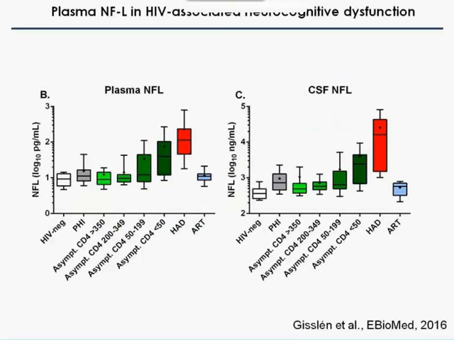This is plasma neurofilament light concentrations in HIV-associated neurocognitive dysfunction. In the C panel, you see CSF neurofilament light concentrations, and it's been well known for quite a while that individuals who have HIV-associated neurocognitive dysfunction or even HIV-associated dementia, they are the ones with the highest neurofilament light concentrations. And this is replicated in plasma in the B panel.